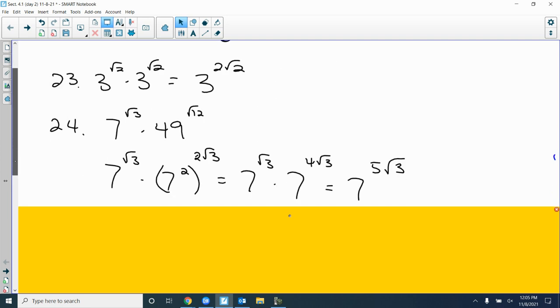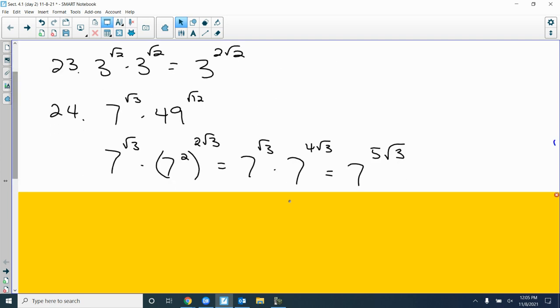For 24, you got to get a common base. So 49 can be written as 7 squared. Those can be multiplied, power to a power. And then you end up with square root of 12. Sorry, I forgot to say, we need to rewrite that as 2 radical 3. And so the power to the power will give me 4 radical 3. Add those together. 1 plus 4 gives me 5. So it should be 7 to the 5 square root of 3 for 24.